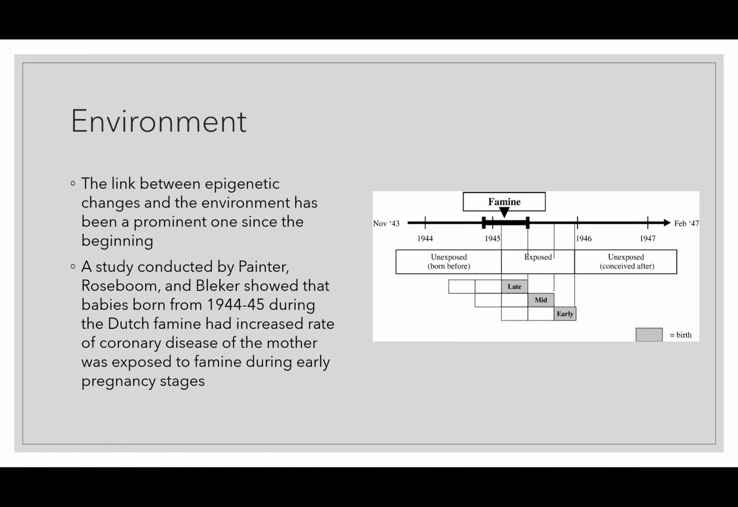So for environment, the link between epigenetic changes and the environment has been a prominent one since the beginning. A study conducted by Painter, Roseboom, and Bleker showed that babies born from 1944 to 1945 during the Dutch famine had an increased rate of coronary disease if the mother was exposed to famine during early pregnancy stages. And here we have a graph that explains it.